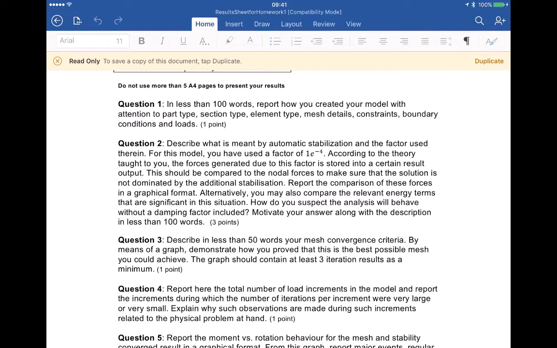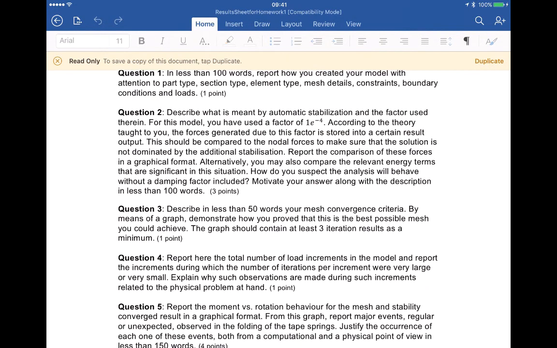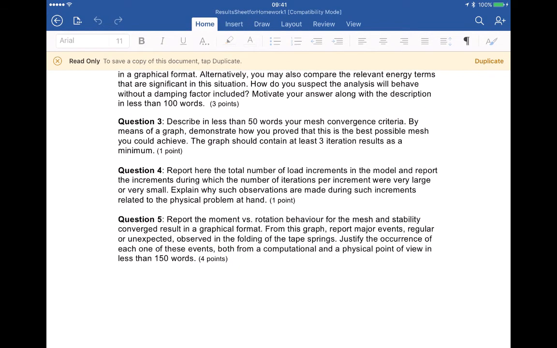The first question, you have to describe the model. The second question is related to automatic stabilization, so it includes a bit of theory that you have to answer. Then using the theory, how do you prove that you're using the right factor, etc., has to be given here. Then you have to describe your mesh convergence criteria. This also is something I trust you to do. Of course, start with a coarse mesh and then go on to a finer mesh. Then you have to report the number of increments and tell us why they are large and small in certain areas.